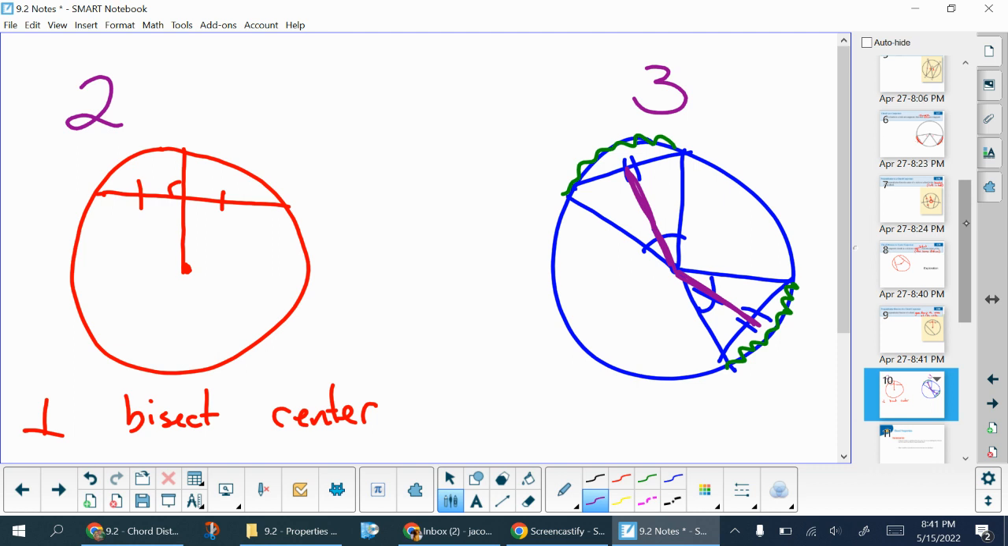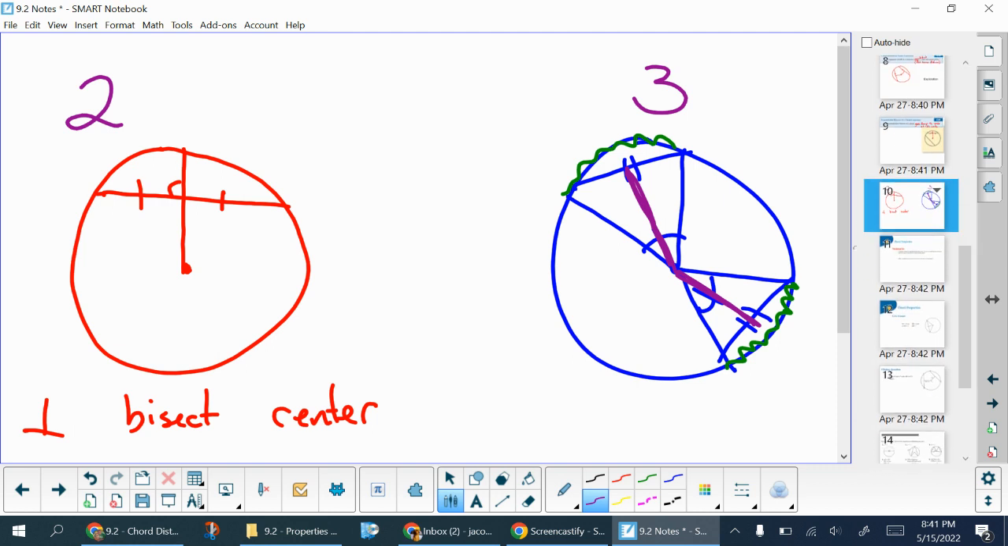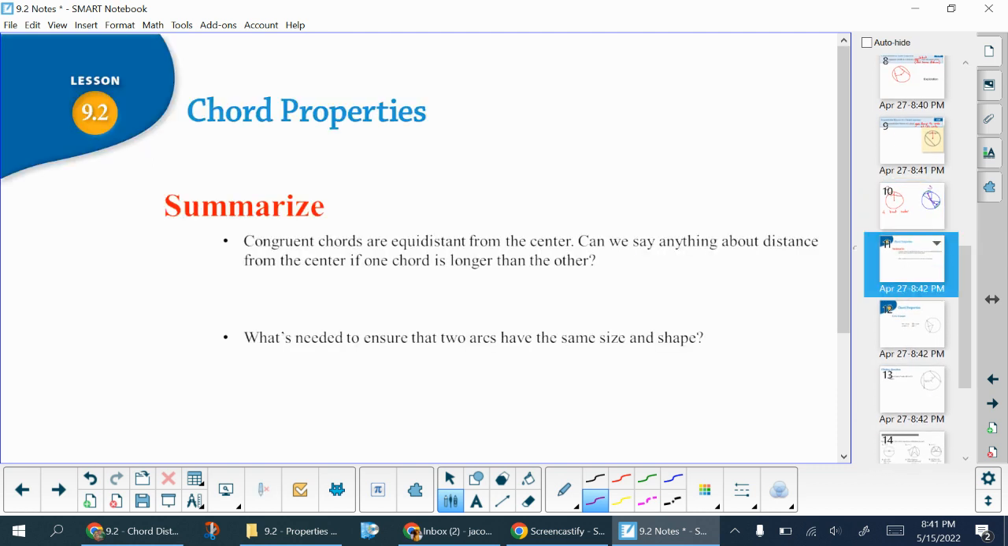So let's go ahead and take a look at just a couple of examples here. But remember, you can always go back and look at these. So congruent chords are equidistant from the center. Can we say anything about distance from the center if one chord is longer than the other? Yes, we talked about that. The longer chord is further from the center.